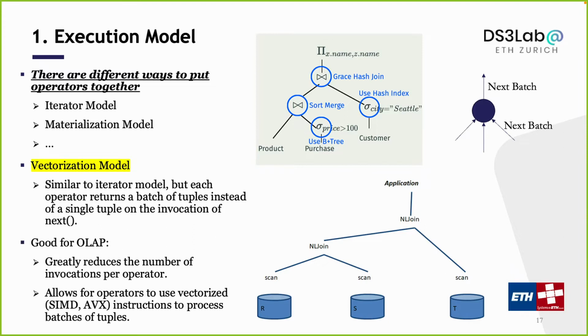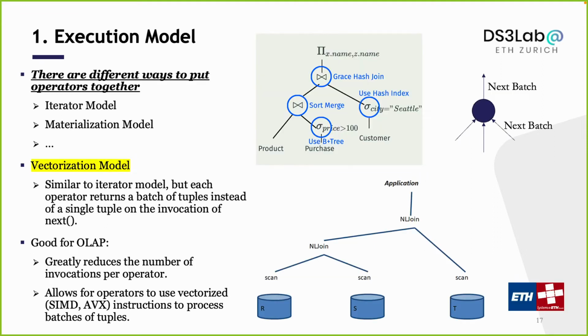It's interesting because that's kind of something in the middle. It sometimes gets good properties from both of these, right? So it can reduce the number of function calls compared with the iterator model, because every single time I call it, you give me a batch, not a single one. And then it also allows for optimizations like SIMD or AVX, because now I start to access or process a batch of tuples. So sometimes people do this, okay?